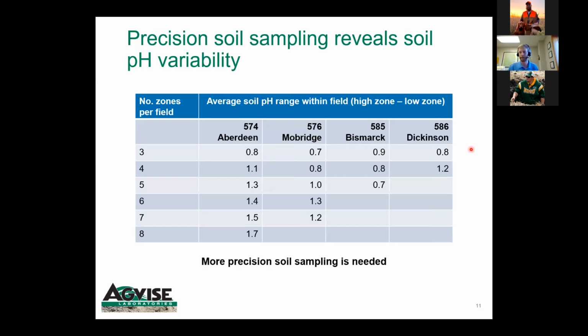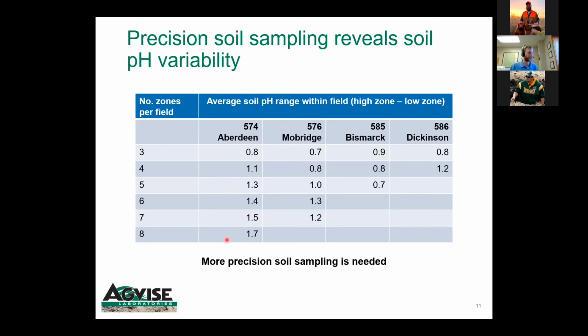So this gives you a big, broad picture for the role of precision soil sampling compared to just using whole field composites. The Aberdeen zip code area actually has some pretty good examples of intensive zone sampling. If you had a 3-zone field, the range from the low side to the high side would be 0.8 pH units. So that could be everything from a pH of 5 to 5.8. If you increase the number of zones within your field, say up to 5, then the range increases to 1.3. So that could be everything from 5 to 6.3.